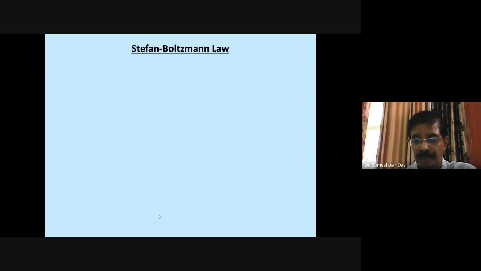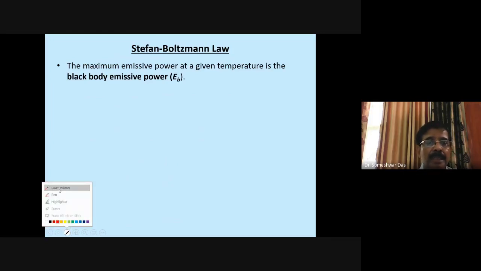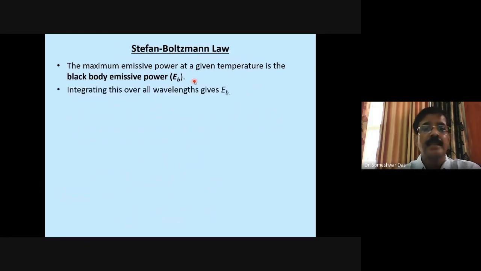Stefan-Boltzmann's law also you have studied earlier. What does it say? The maximum emissive power at a given temperature is the black body emissive power, denoted by E_B, black body. Let me get the laser pointer. Okay. All right. Integrating this over all the wavelengths gives the black body emissive power E_B.